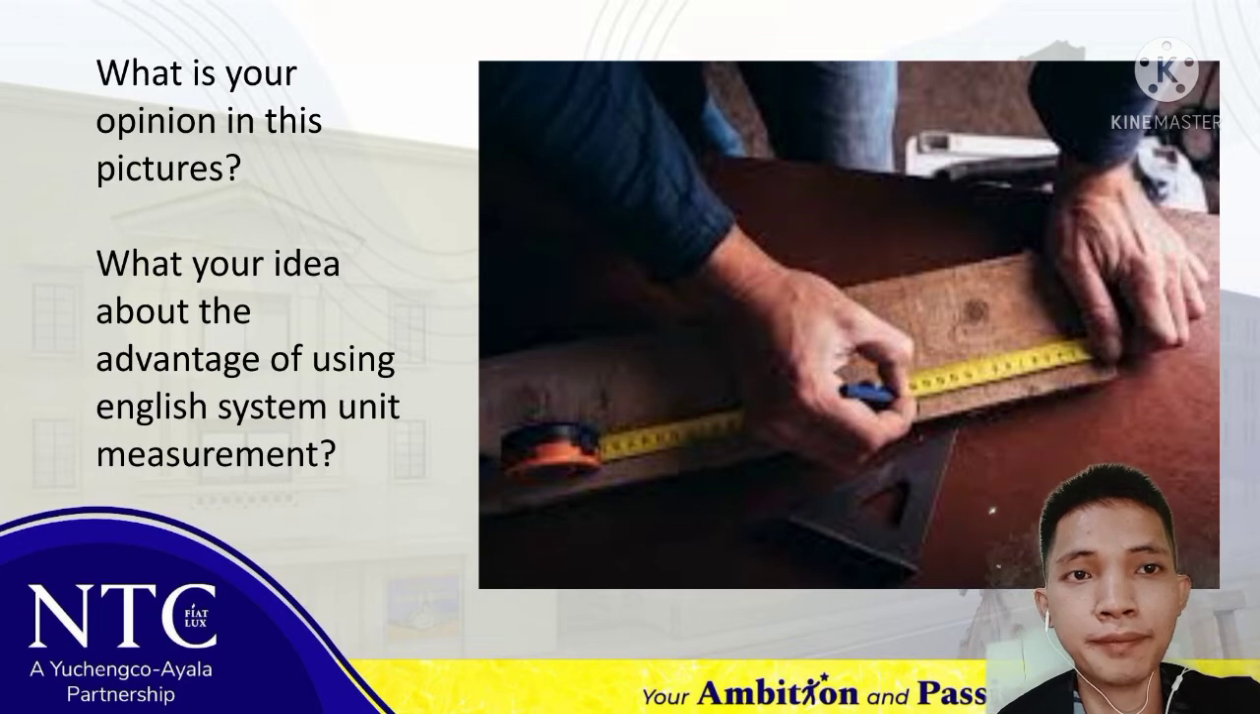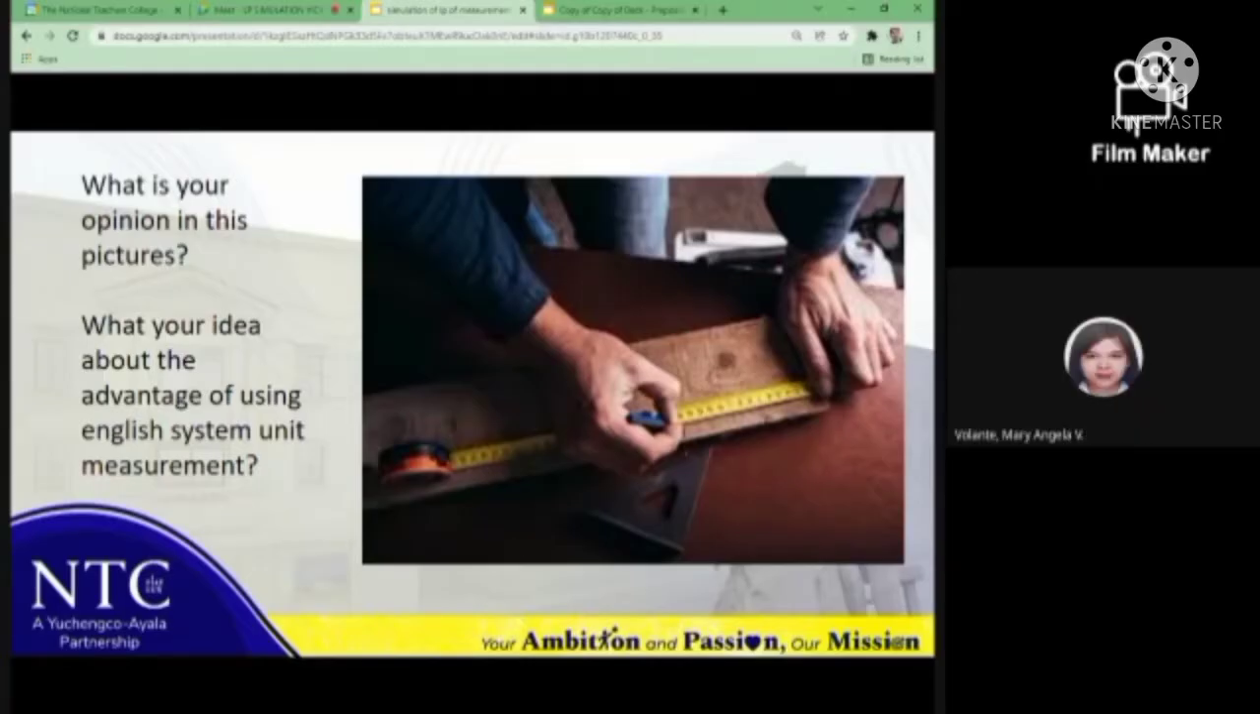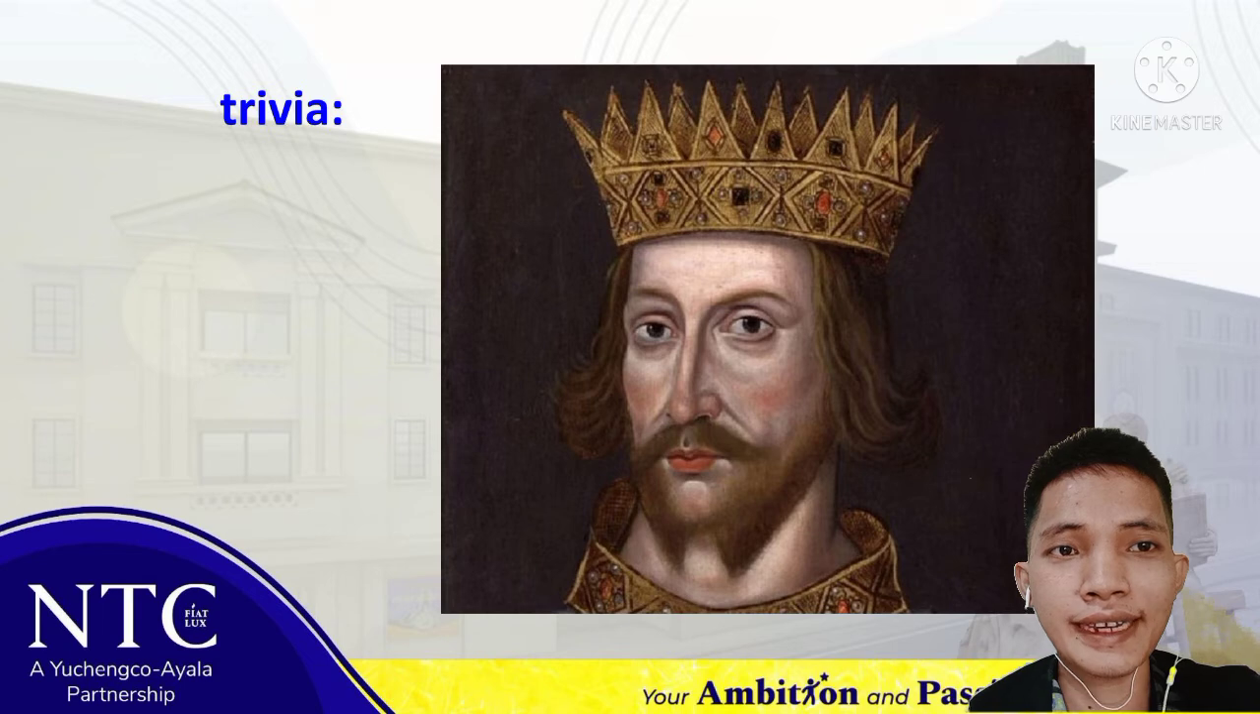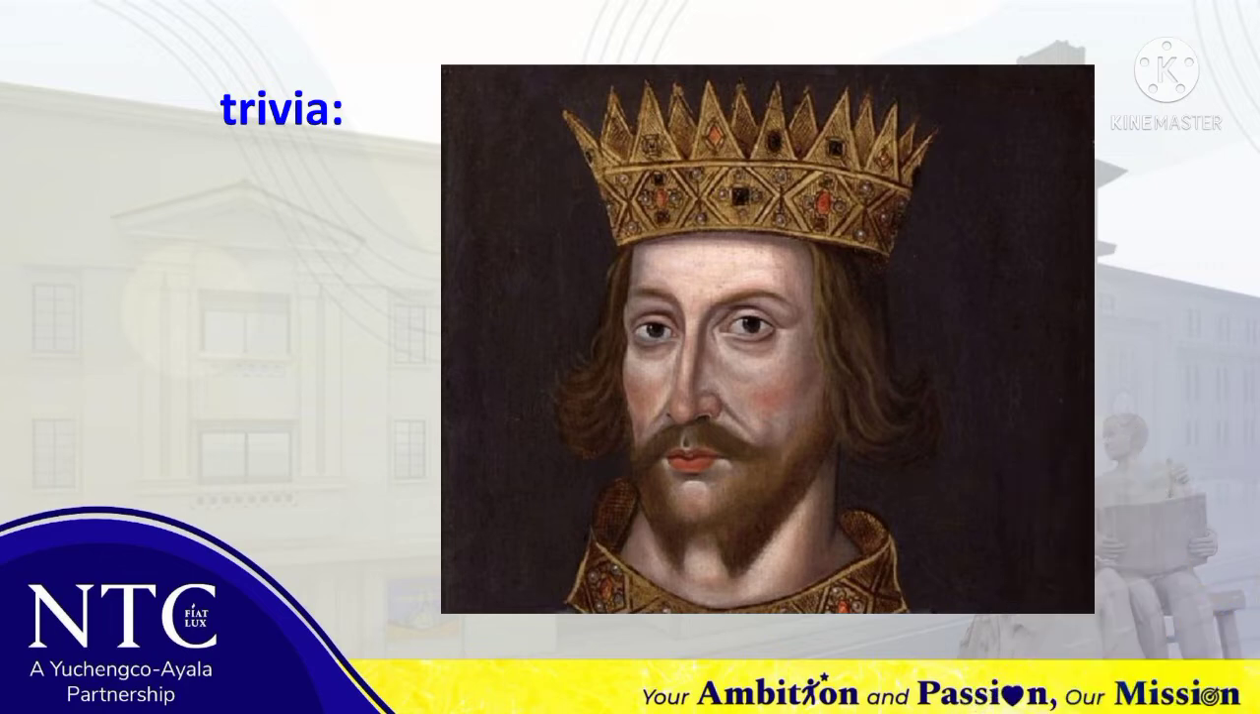I have a fun fact trivia for the English system unit of measurement. Do you want to hear it, class? Yes, sir, we want to hear that. Okay, class. The fun fact trivia is: some believe that the original measurement of the English foot was from King Henry I, who had a foot 12 inches long. He wished to standardize the unit of measurement in England.